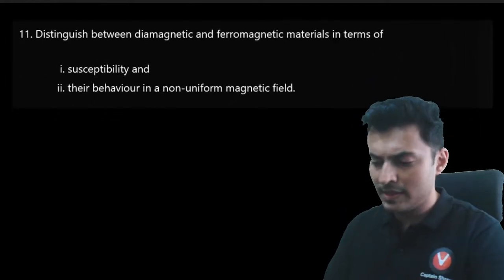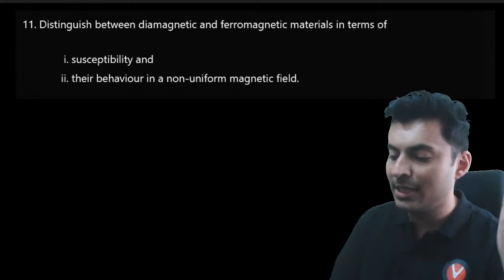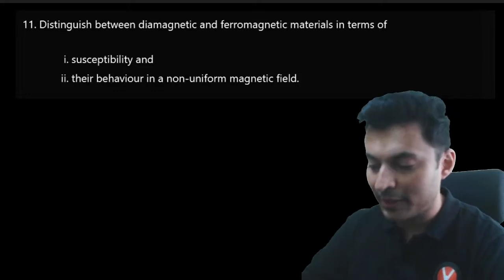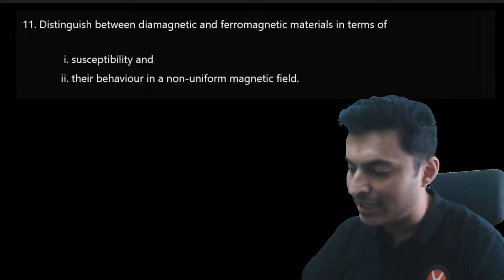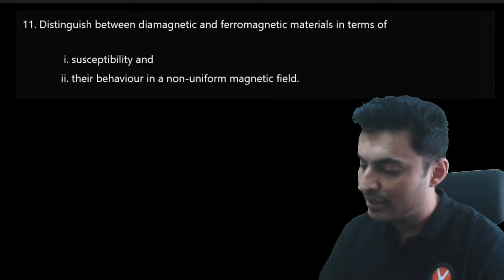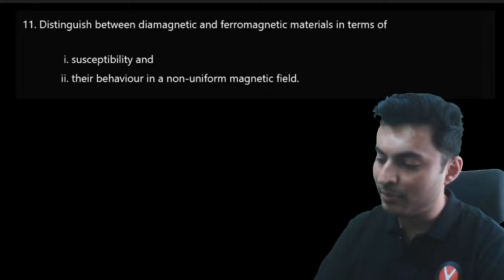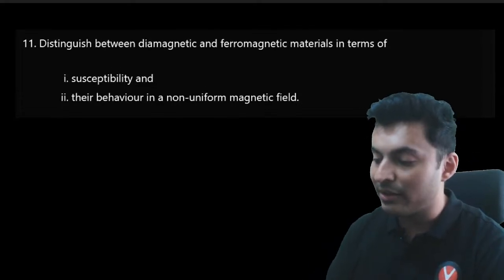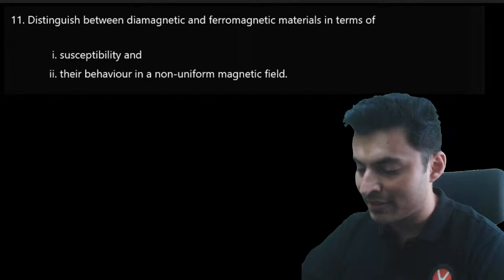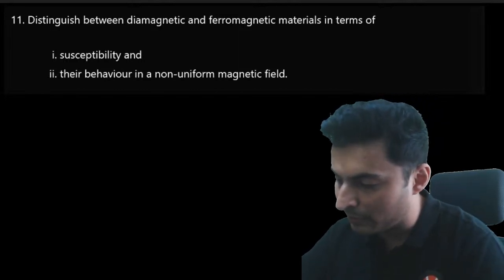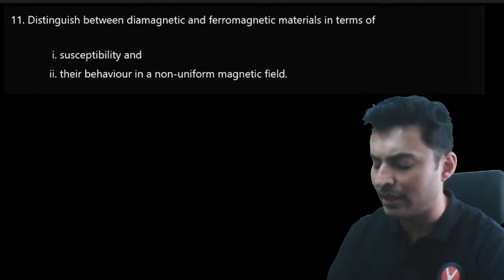Yeah, this is there. Distinguish between diamagnetic and ferromagnetic materials in terms of susceptibility and their behavior in non-uniform magnetic field. Come on. Put up the answers in the chat box very quickly, my dear warriors. What is the difference in the behavior for diamagnetic and ferromagnetic materials in terms of susceptibility and non-uniform magnetic fields? What all do you remember? Certain points, at least if you remember, that will be good.